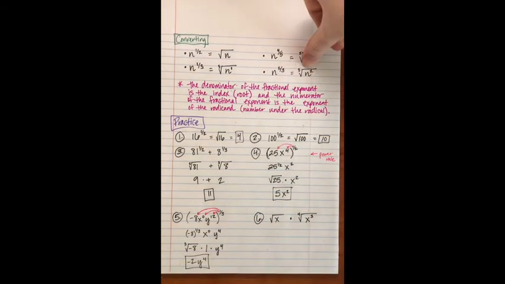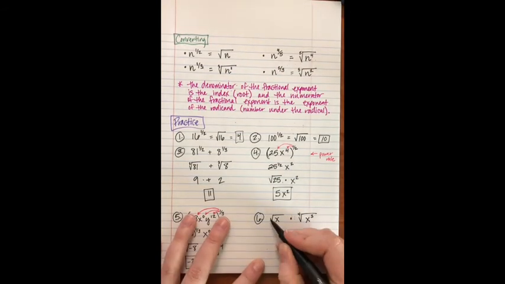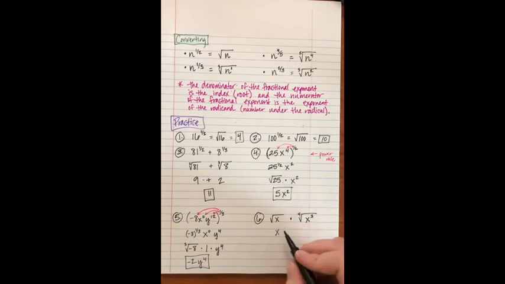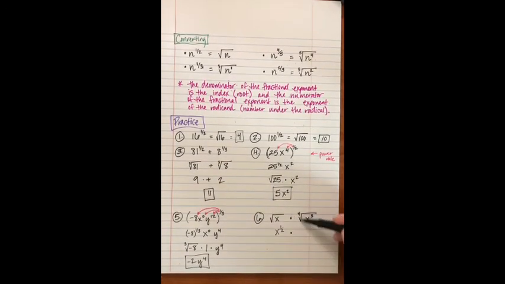So I take it in radical form. Let's put it in exponential form. So the square root of x is the same thing as x raised to what power? 1/2 power. Okay. Now go ahead and try to rearrange this into exponential form.